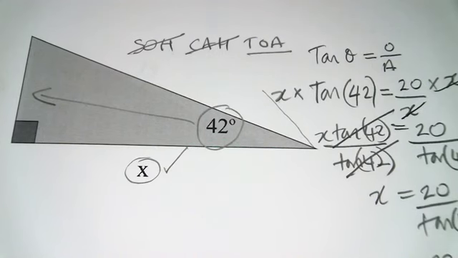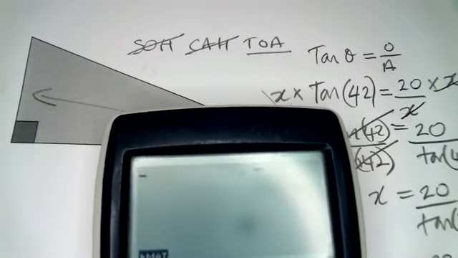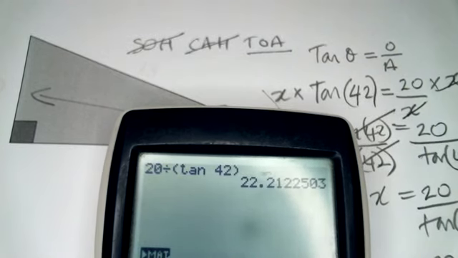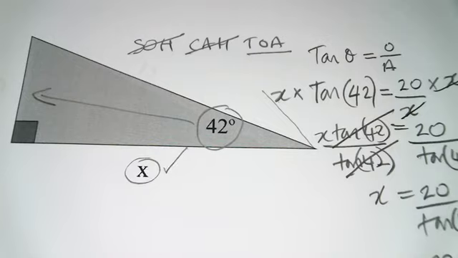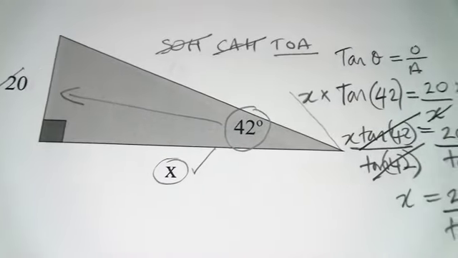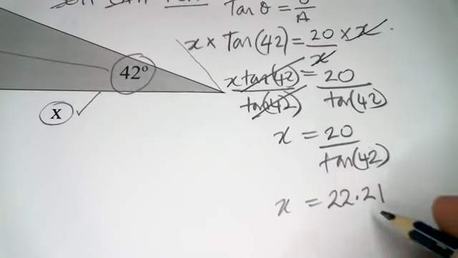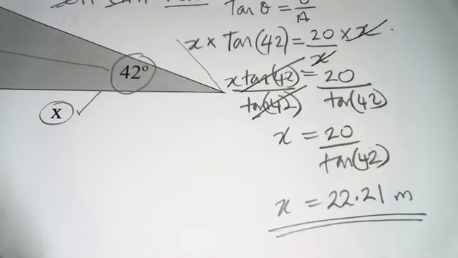So I've got 20 over tan 42. So let's have a shot at that. Lots of ways you could do this. So you could go 20 divided by brackets tan 42, close brackets, here we go, and I still get the same result. Now this is in meters, so I'm not going to have to worry about degrees or anything. There's no actual unit here, but I'm going to say it's in meters just so I have made it a unit. And there is the correct solution.